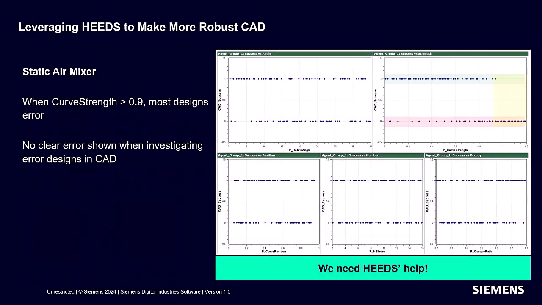When our CAD team does the same assessment to try to understand why the CAD is failing when curve strength is above 0.9, however, no discernible trend is identified. We need to post-process in HEADS Post more to understand what is going on with this issue.